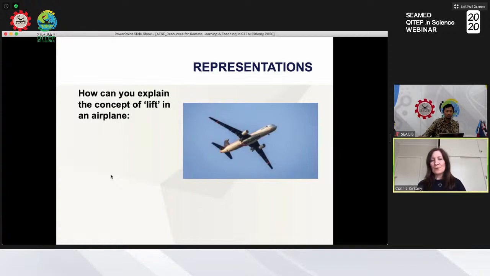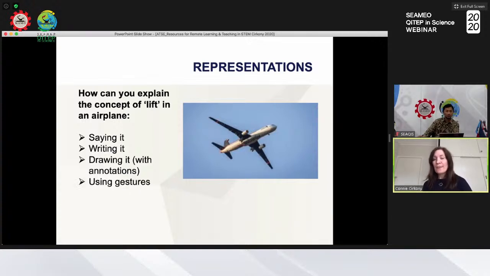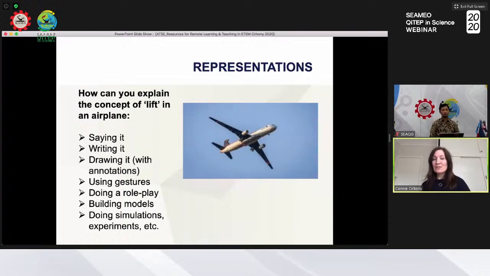So for example, you can draw it, and you can draw it with annotations. You can use gestures, right? That famous gesture. You can do a role play with a group of students, build models, and do simulations or experiments. So here I want to shift your thinking. Instead of you doing these things, I want you to think about, well, the students can actually do this.